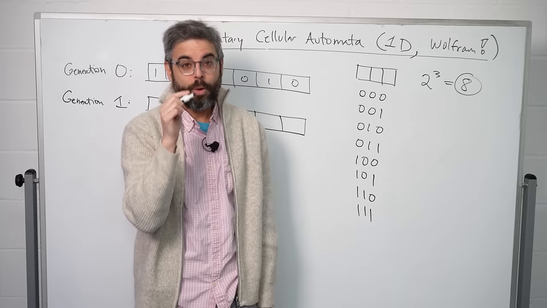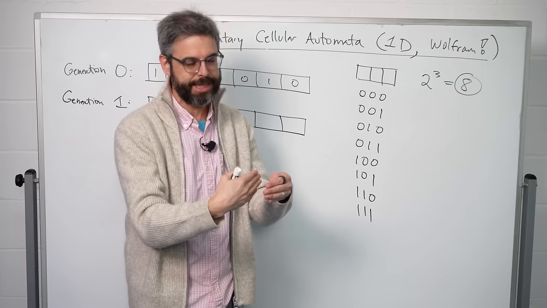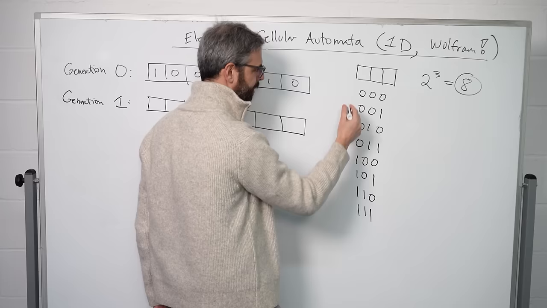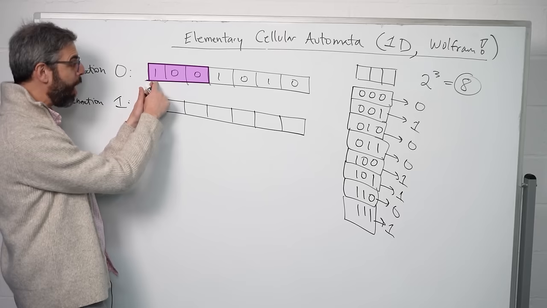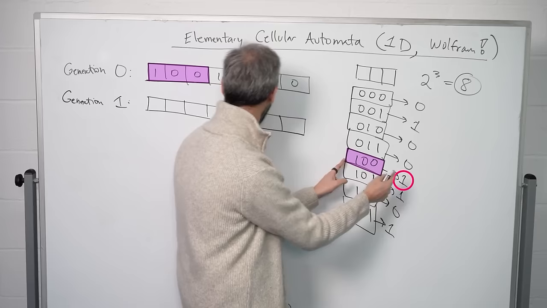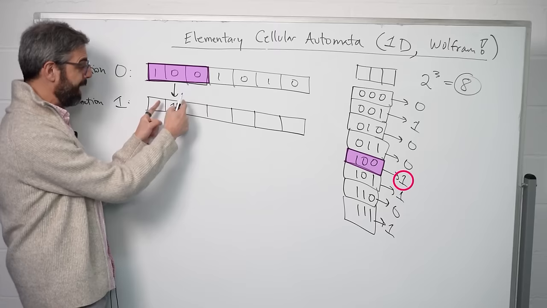2^3 is 8. Wolfram's rules for an elementary CA specify an outcome, a new state, for every single possible configuration of a neighborhood of three cells. This is what's known as a rule set. Let's take these first three cells. Their configuration is 100. I can look that up here. 100 has an outcome of 1. This particular neighborhood yields this particular new state value.